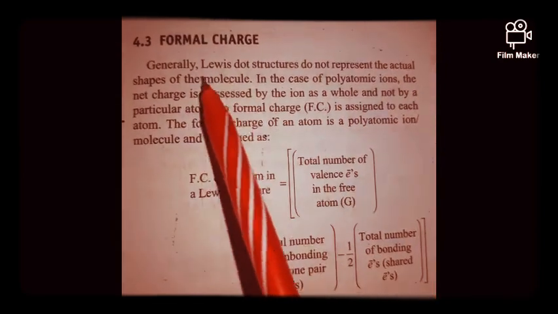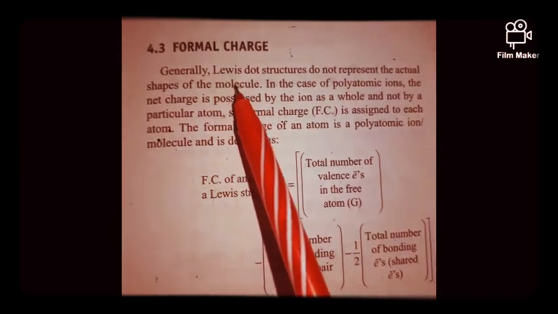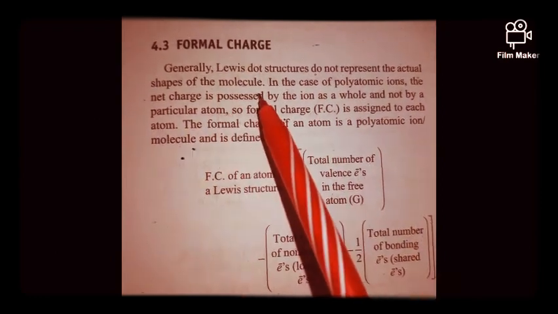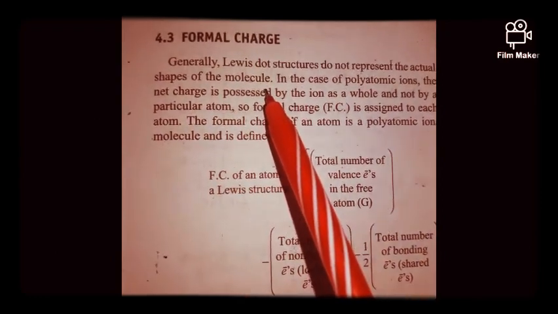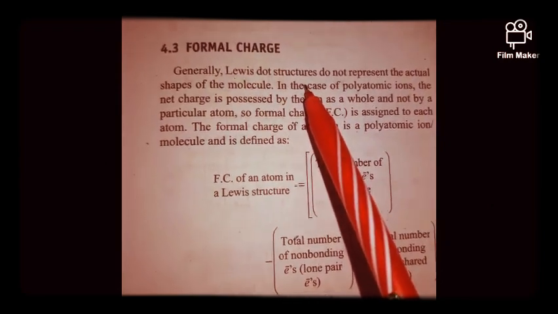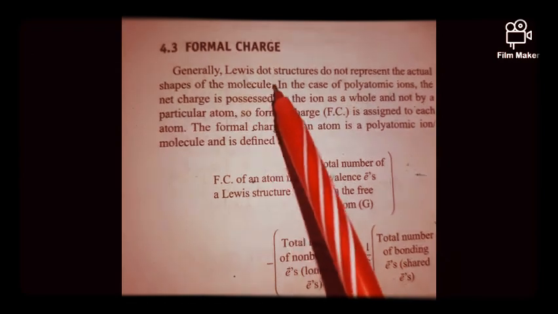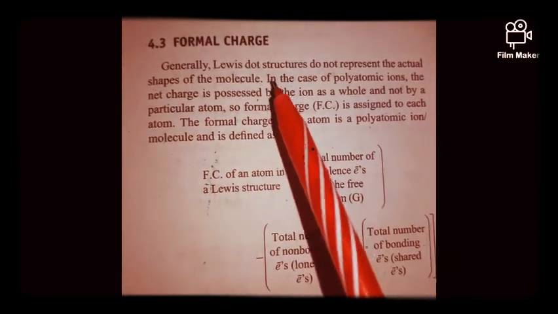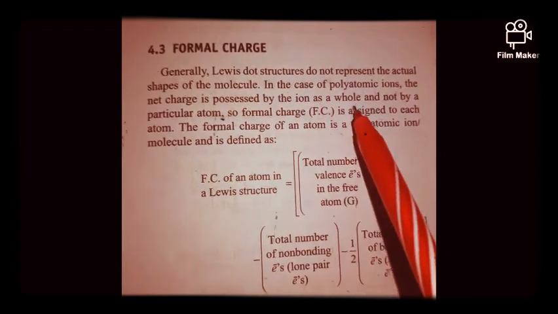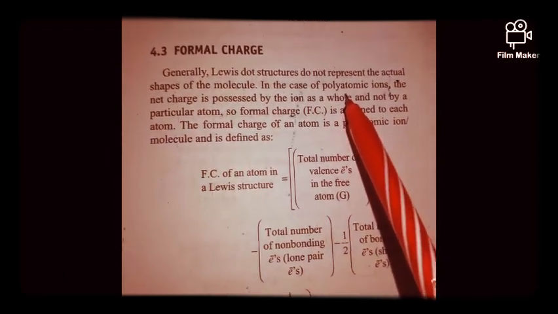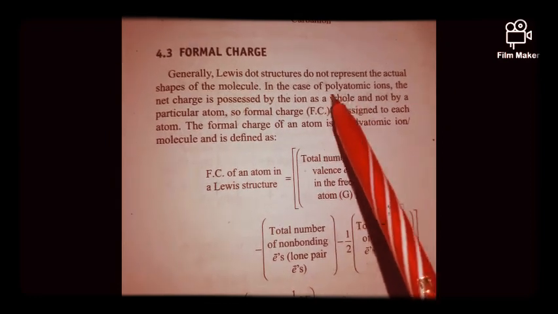See, generally Lewis dot structures do not represent the actual shape of the molecule. In our previous class we discussed Lewis dot structures. Already we know that Lewis dot structures do not represent the actual shapes of the molecule. In the case of polyatomic ions, polyatomic means more atoms, poly means many, no?